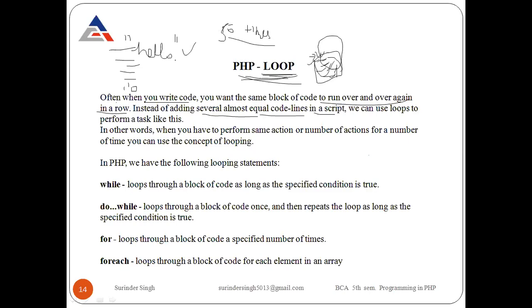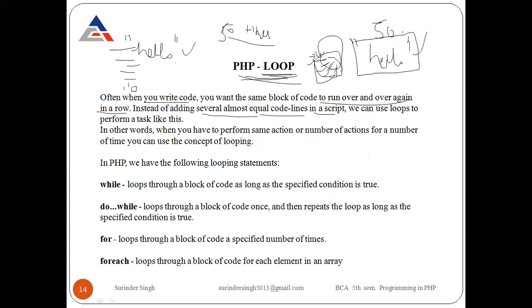For doing this, we will use the concept of loop. We will write the hello printing statement only once, and we will write it in the loop, and we execute the loop 50 times. We will write it only once, but we will execute the loop 50 times. Now, what are loops used for? If you want to perform the same action or a number of actions a particular number of times, then you will use the concept of loop.